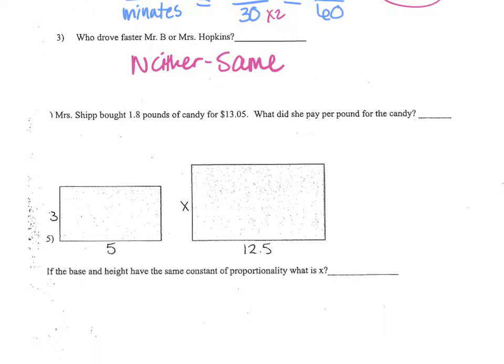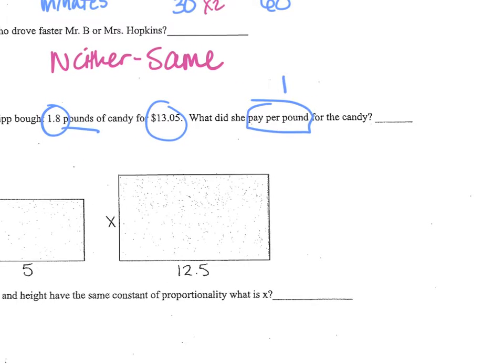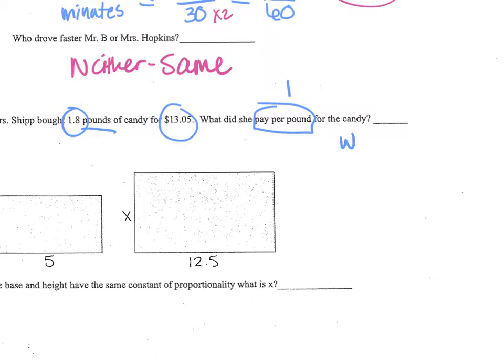Okay, number 4, Mrs. Ship, that's me, bought 1.8 pounds of candy for $13.05. What did she pay per pound? If I'm asking you, how much did I pay per pound, how many pounds am I talking about? 1. Anytime you see per, we're talking about 1 item. So I want to see how much I paid for just 1 pound. So the 2 things I'm comparing are pounds to money.